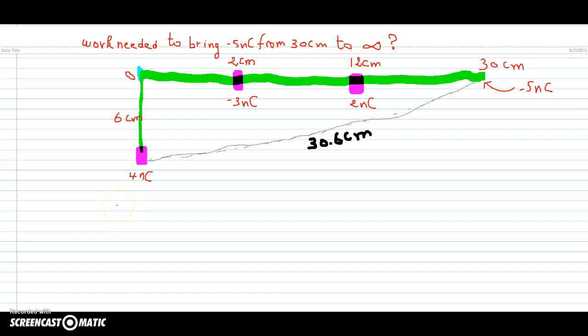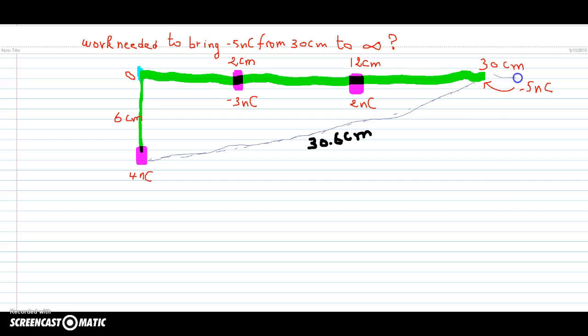Alright, in this exercise, I'm going to show you one more time how to evaluate the work required to assemble charges together from infinity, or the energy stored in a given configuration. In this small question, we have a small deviation, so let's follow. What is the work needed to bring this charge, minus 5 nano, from the position 30 centimeters to infinity?